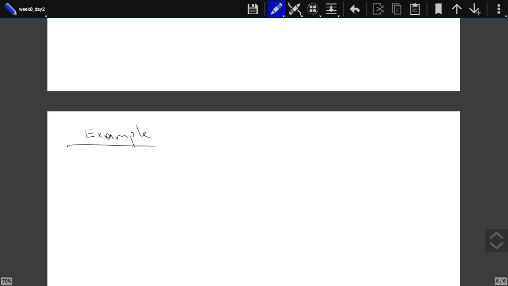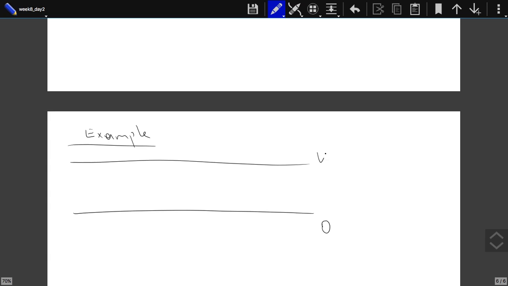Okay, so let's look at this problem. We have two parallel plates. Let's say the grounded lower one is at potential 0, and the one above is at potential V0, which we keep fixed. It's filled with two different dielectrics and goes to infinity. So what is the potential everywhere?